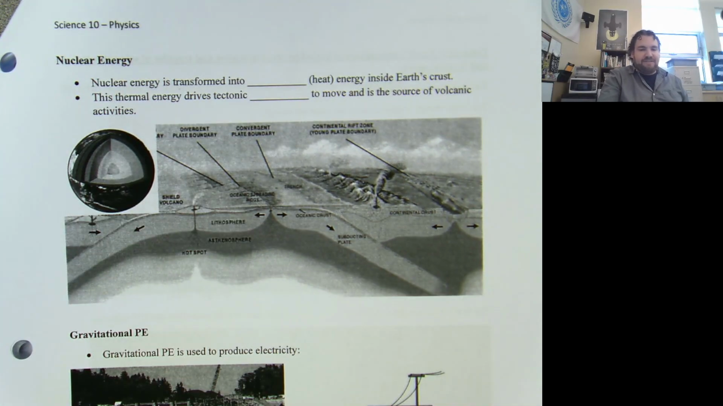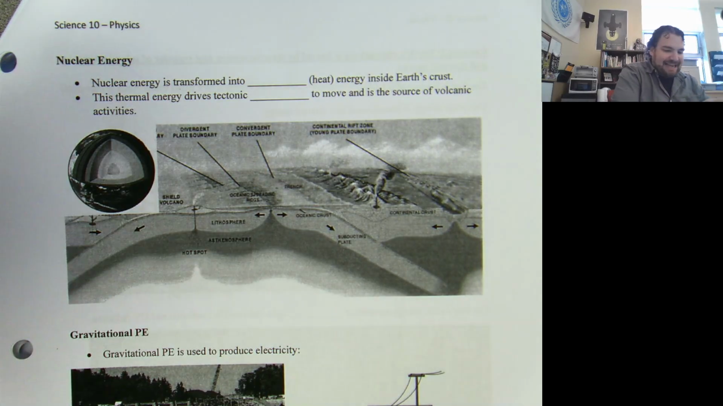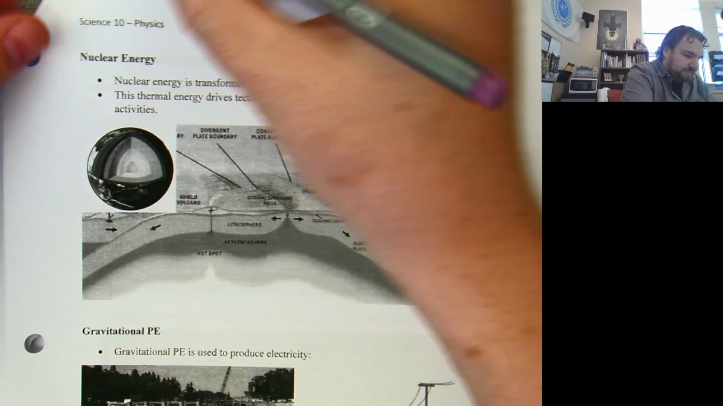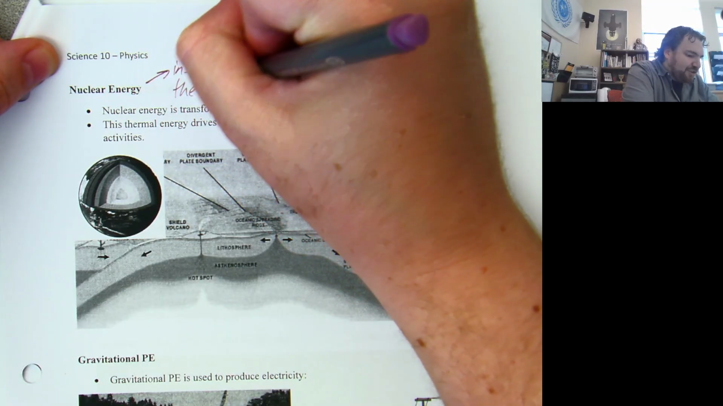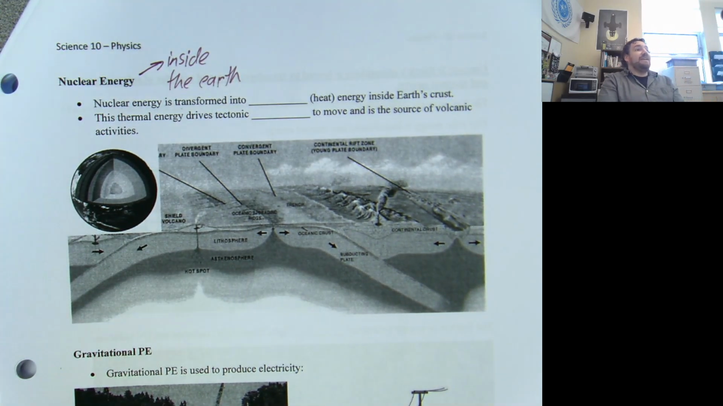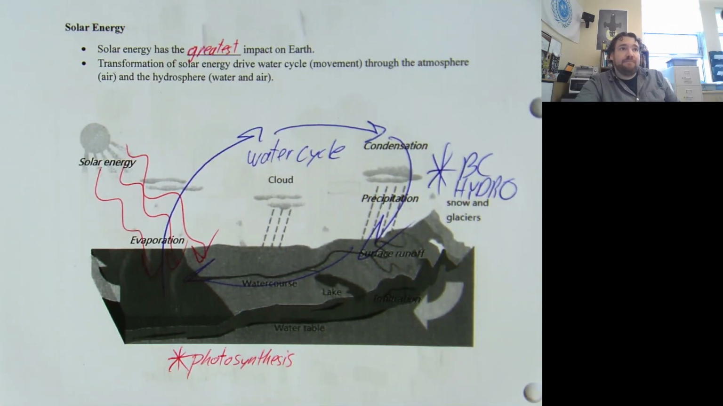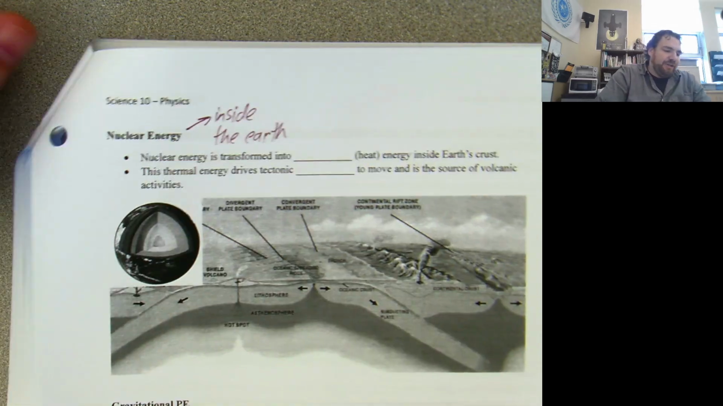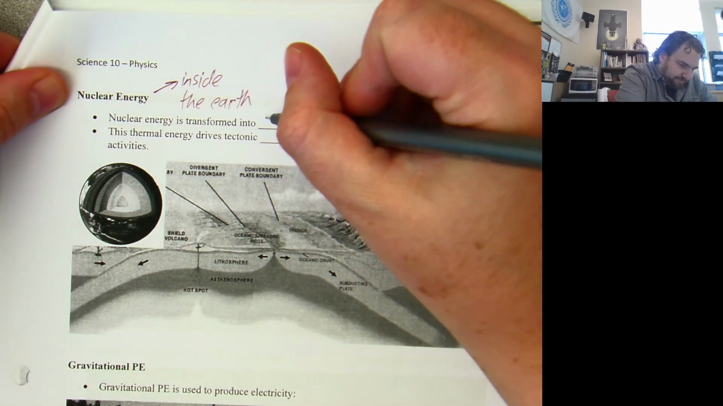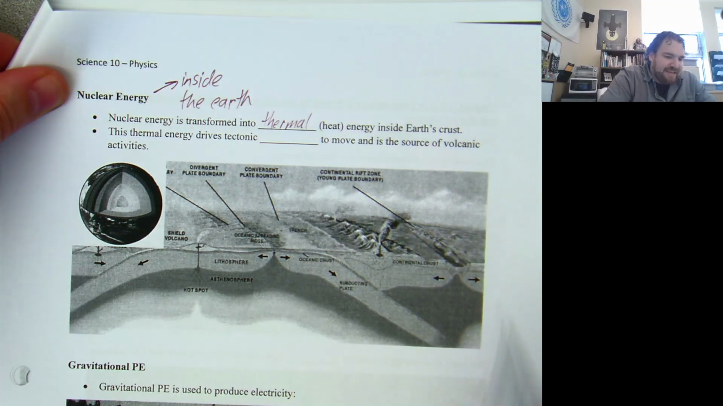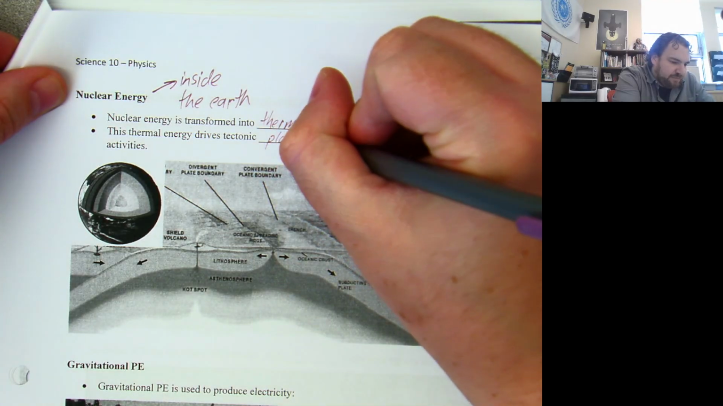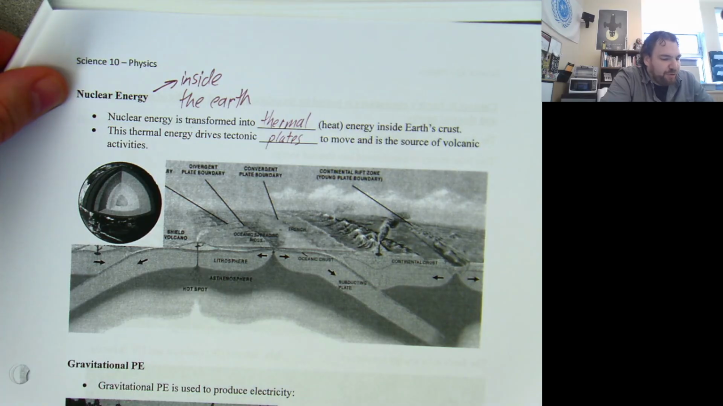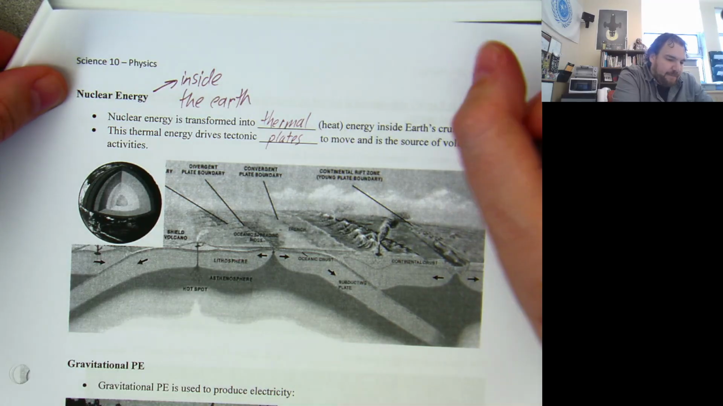Nuclear energy, I already said it once. Let's finish it up. Nuclear energy inside the Earth. It is Earth science-y, yes. Nuclear energy is transformed into thermal energy inside the Earth's crust. This thermal activity drives tectonic plates to move and is the source of not all, but some volcanic activity.